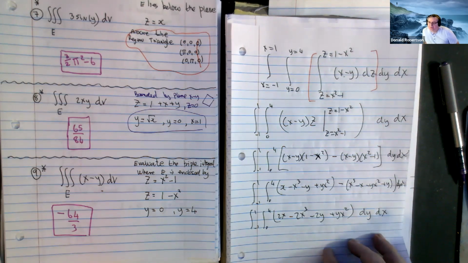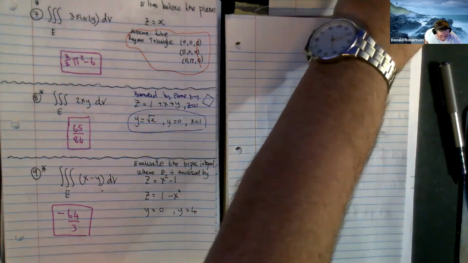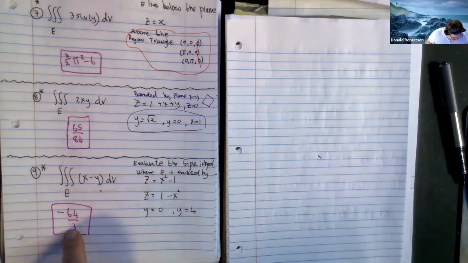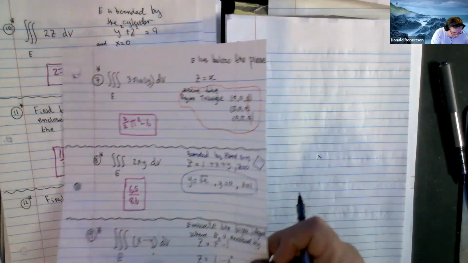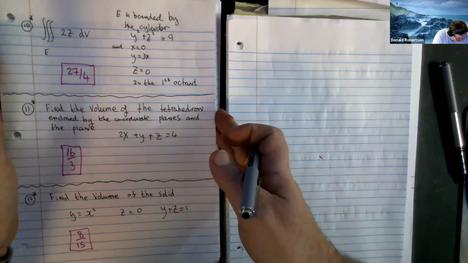Are we good? Let's move on. Oh, by the way, that answer, is that the one? Yeah, that one ends up being negative 64/3, which is fine.